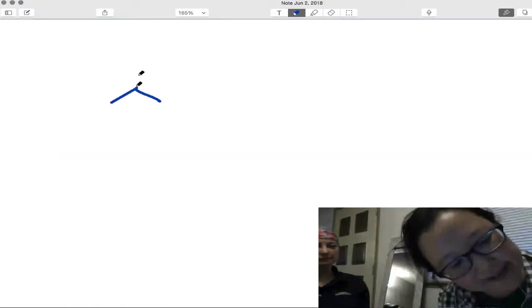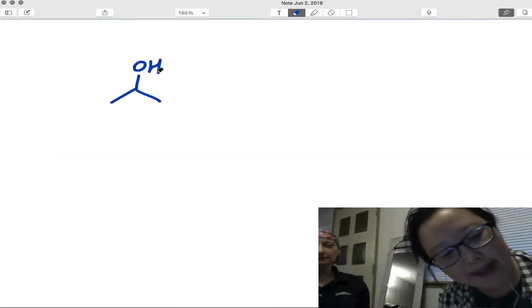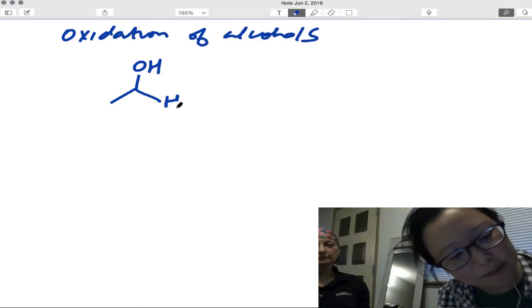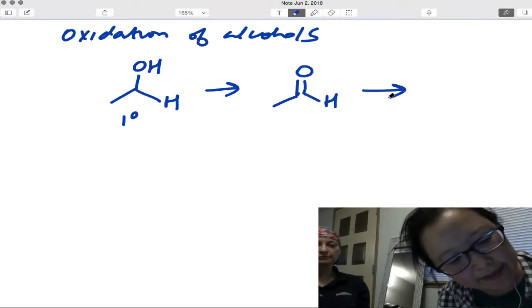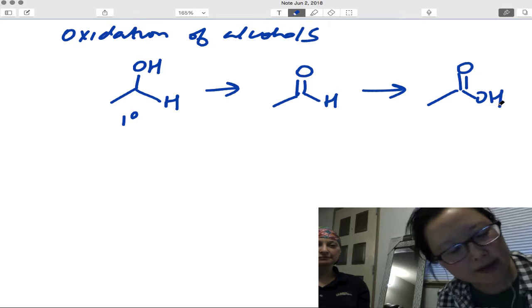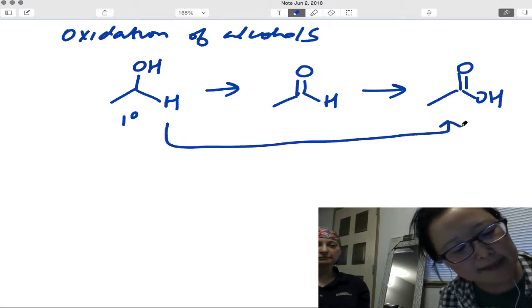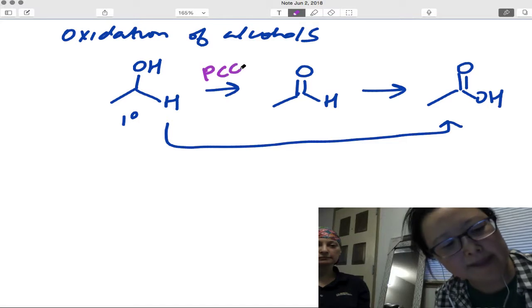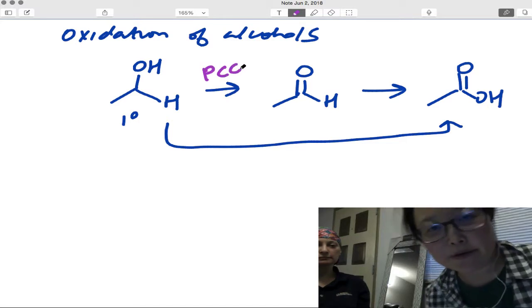All right, so this is different from before because we're starting with alcohols. So this is oxidation of alcohols. So if you have a primary alcohol, you can go to an aldehyde, and then that can go to a carboxylic acid. And so what I'd like you to know is that if you want to stop it at the aldehyde, go ahead and just use the acronym PCC for pyridinium chlorochromate.